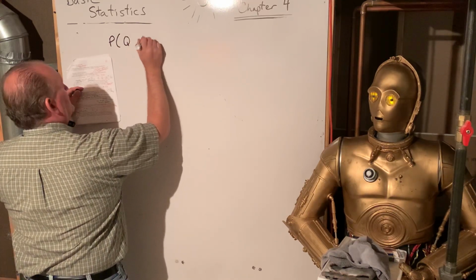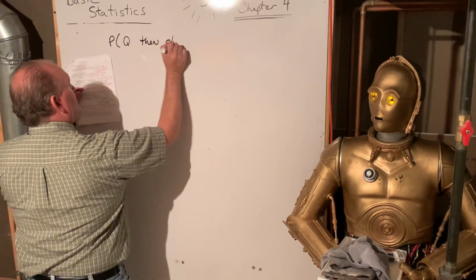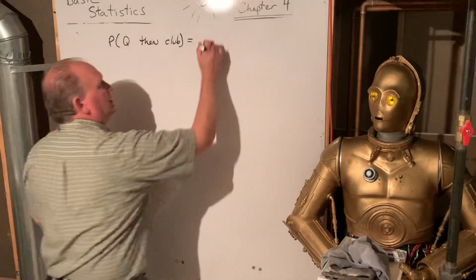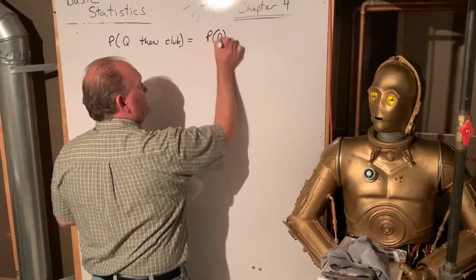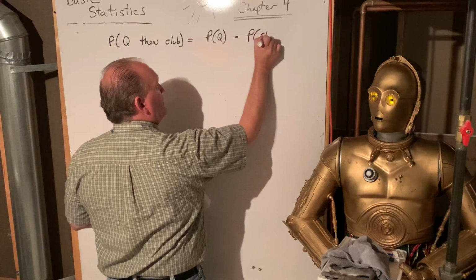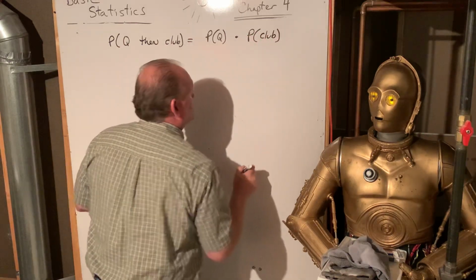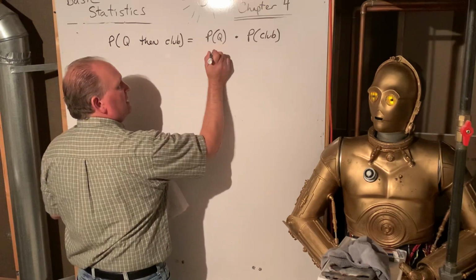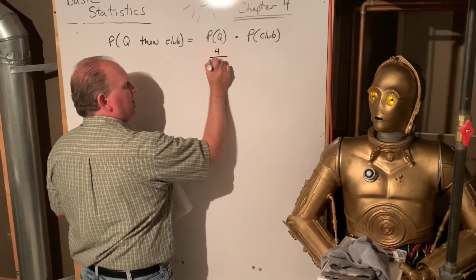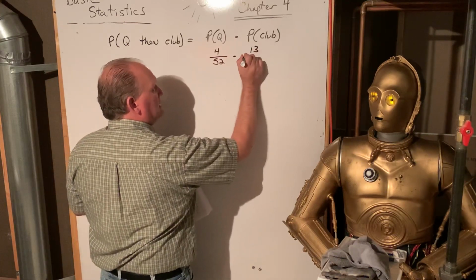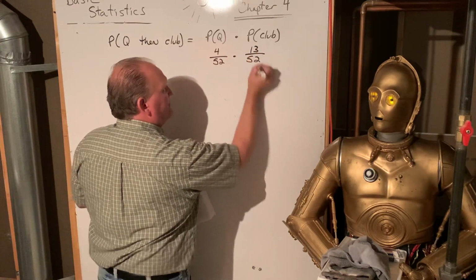So queen and then a club. So what are the chances? That's going to be the probability of getting the queen times the probability of getting a club. But these are independent of one another because you put the card back in. And so the chances of getting a queen, there are 4 of them out of a deck of 52 cards. And there are 13 clubs out of a deck of 52 cards.